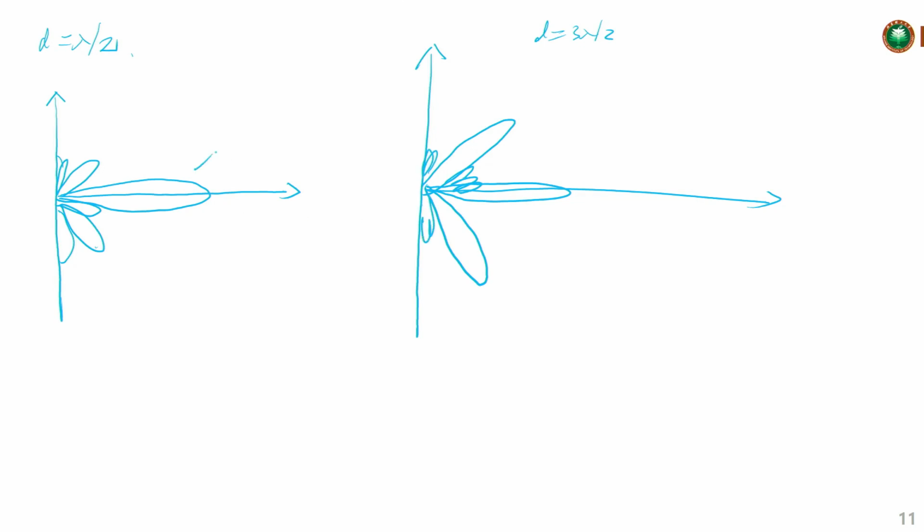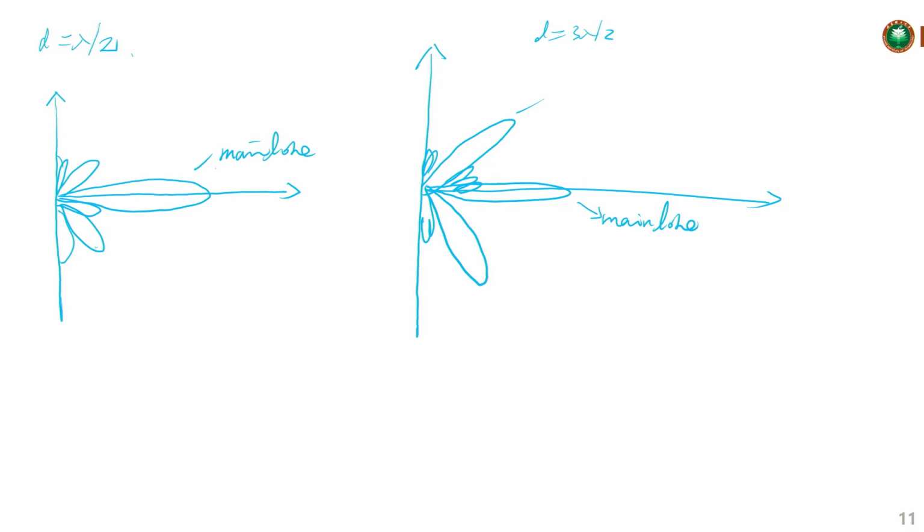So the first layer has only a main lobe. But here, besides its main lobe, it has two more lobes, side lobes, which have almost the same amplitude as the main lobe. This is what we do not want.